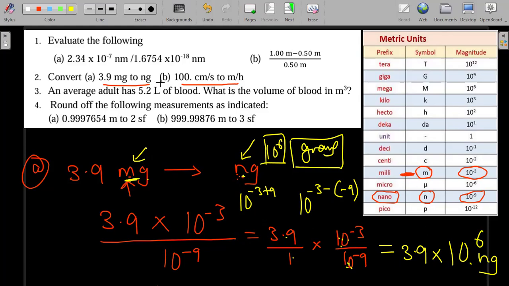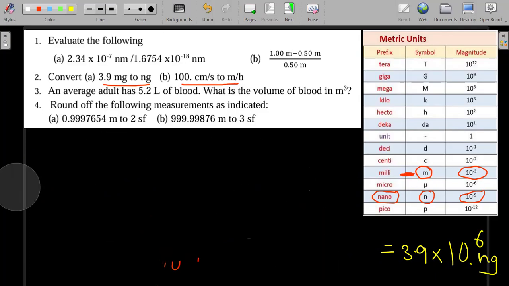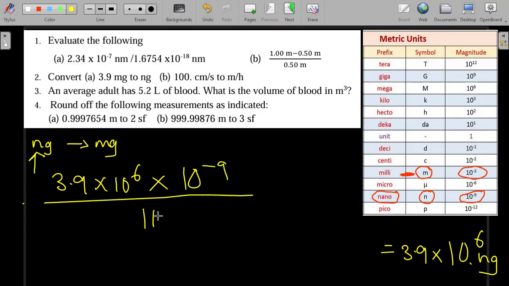Then let's say we were asked to do the opposite. We'll still get back the answer that we started with. Let's say, for example, we are converting now from nanogram to milligram. The only thing I need to do is write 3.9 times 10 to the power 6 multiplied by the value of the nanogram, because now I'm coming from the nanogram to the milligram. The one you're coming from, you multiply. Where you're going, you divide. So nano is 10 to the power minus 9, and then divided by 10 to the power minus 3 for the milli, this one here.